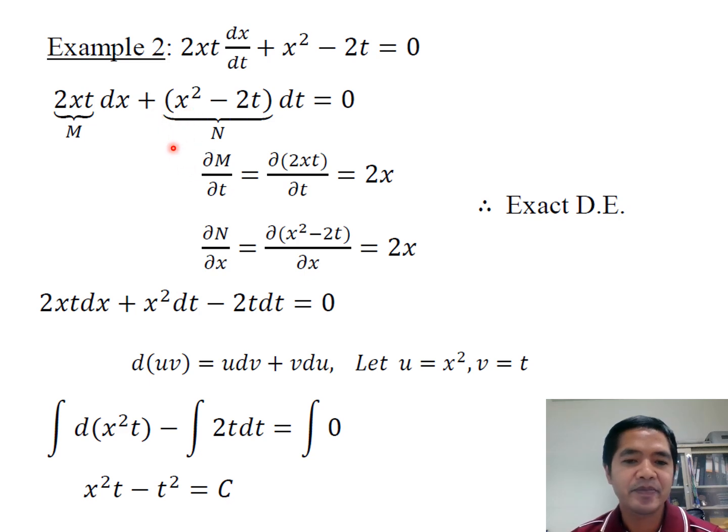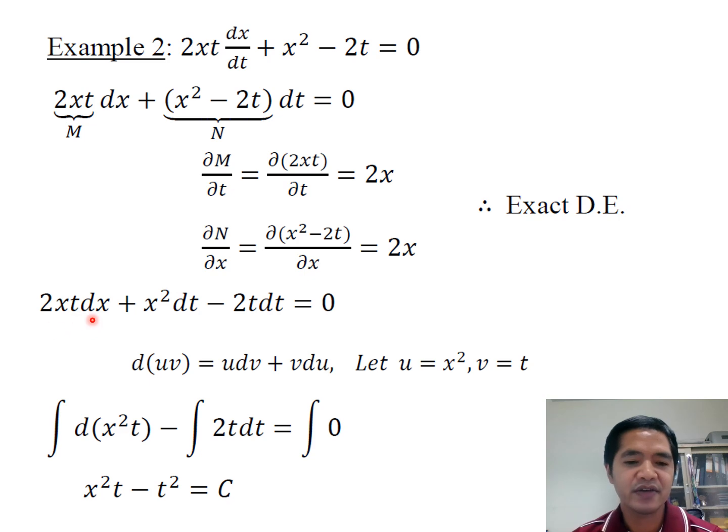Okay, and this one with respect to t, you get 2x, right? And this one with respect to x, you get 2x also. This one, the minus 2t, is equal to 0. So the partial derivatives of each term are equal, both equal to 2x. That means we can use the exact equation method to solve it. So now you have to find the combination, which is easy.